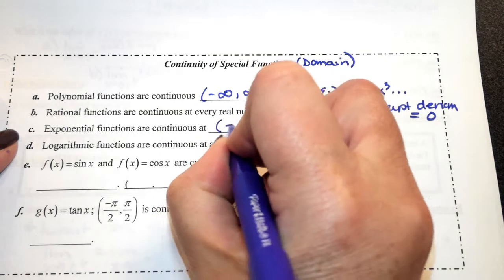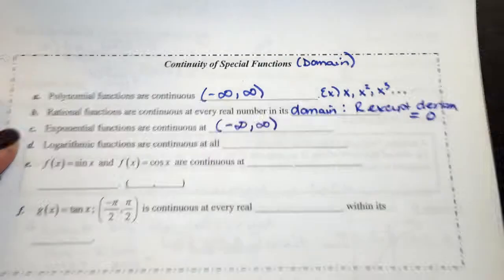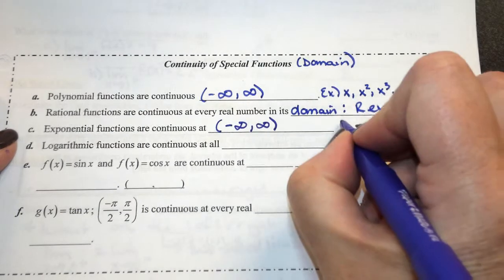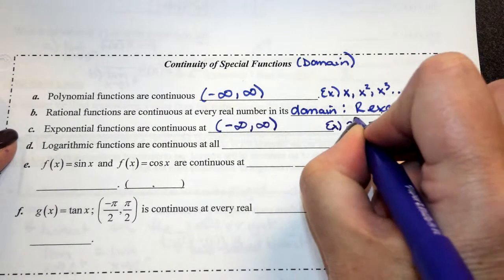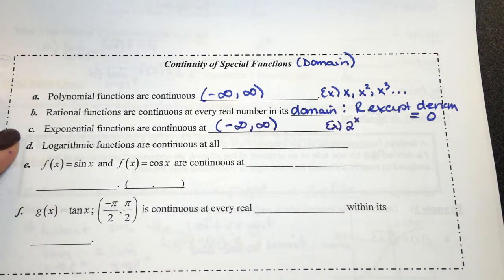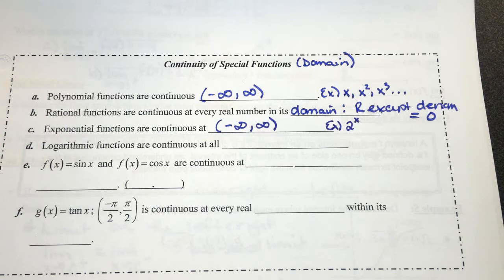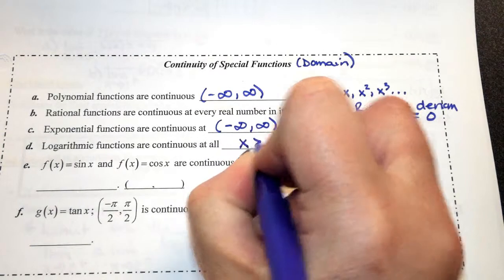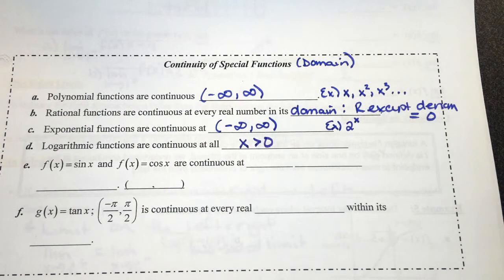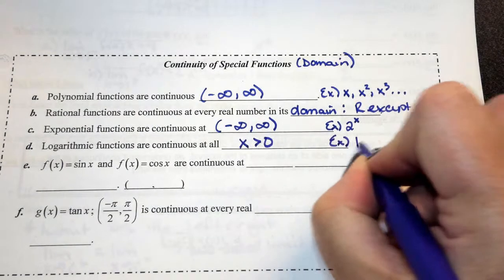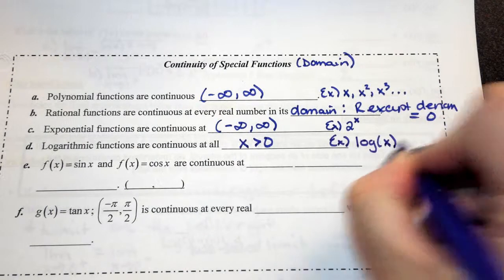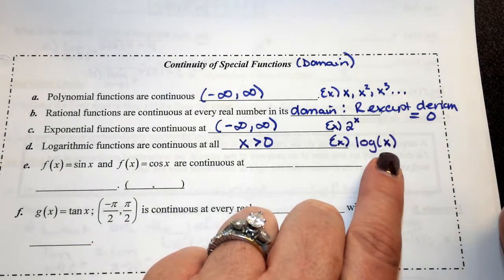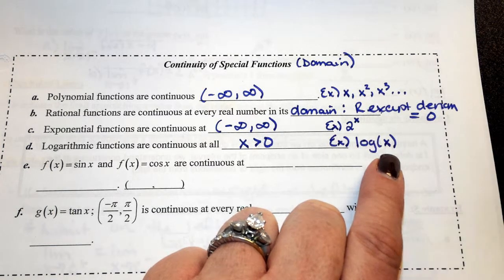Exponential functions are continuous for all real numbers. Remember, an exponential function is when you have a 2 to the x, a 3 to the x, a 4 to the x. It's where the x is an exponent. Log functions are continuous at all x's greater than 0. Remember, when you have a log function, you cannot take the log of a negative number. Whatever's inside the log has to be greater than 0.